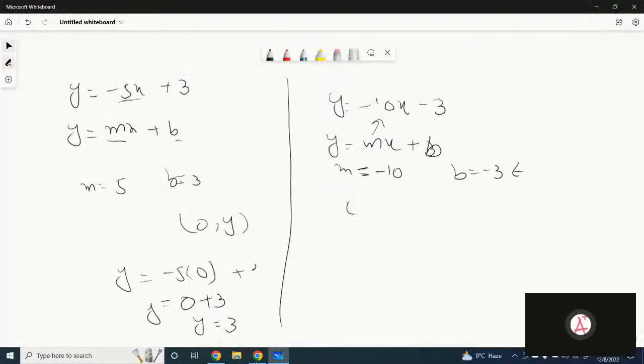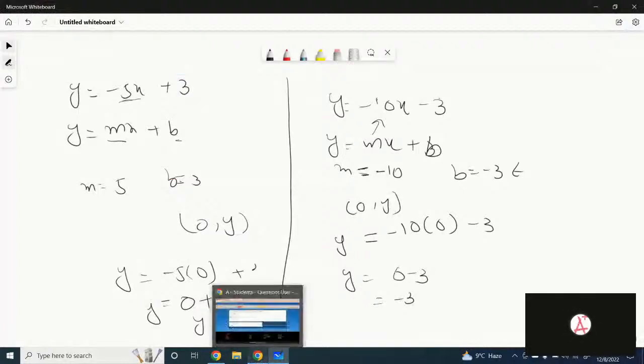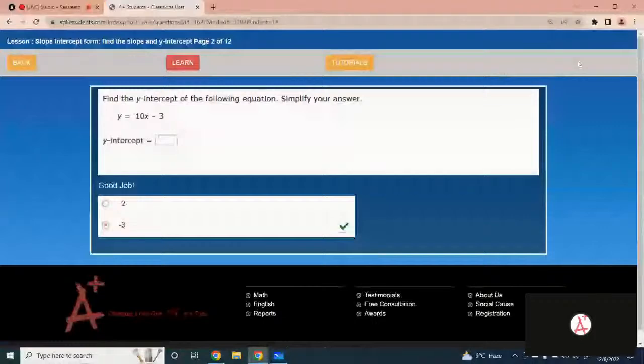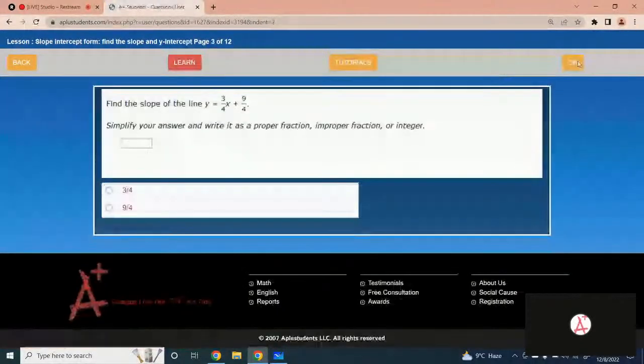Replace the x with a 0. So it would be -10 times 0 minus 3. Got it? So y equals -10 times 0 is 0, and 0 minus 3 is -3. Got it? These are the two ways to find the slope and the y-intercept. Got it? It would be -3. Just select the correct option, then click on the OK button.